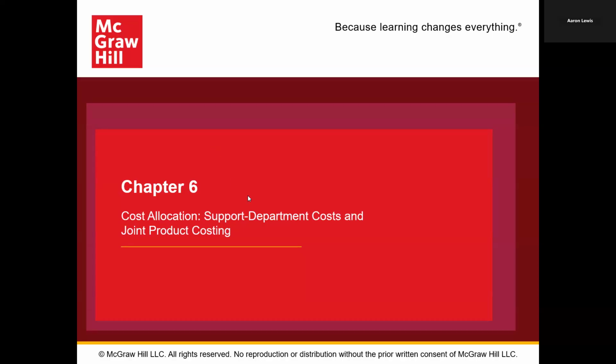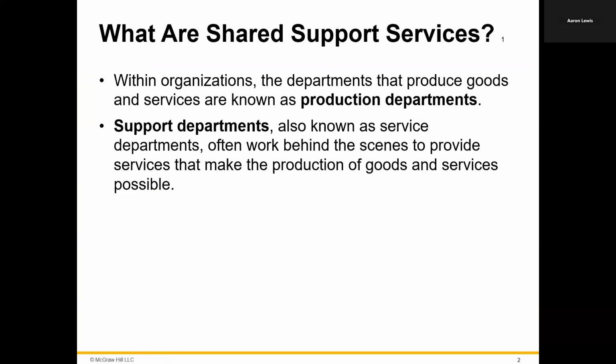Hello, cost accountants. In Chapter 6, we're going to be talking about how you can allocate out the cost of your support departments to various cost objects, namely the products that you are producing. So, what is a support department? It's any part of your business besides the core aspects of your production or the services that you provide. It's the people behind the scenes.